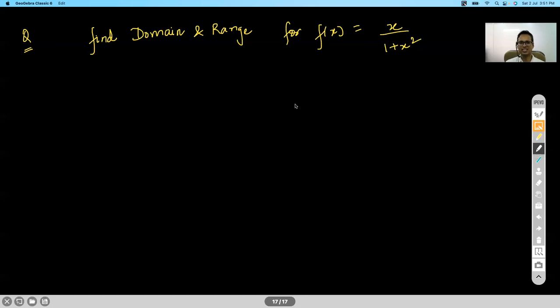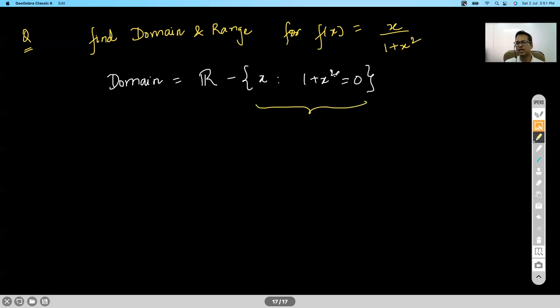All right, so let's discuss it because we don't have much time. So here the domain will be all real numbers. Of course, excluding such x's for which this will become zero, right? But trust me, this is not going to become zero ever for any real number. So this will be a null set. So it's like real numbers minus null set. So that's equal to all real numbers. Okay. Next.